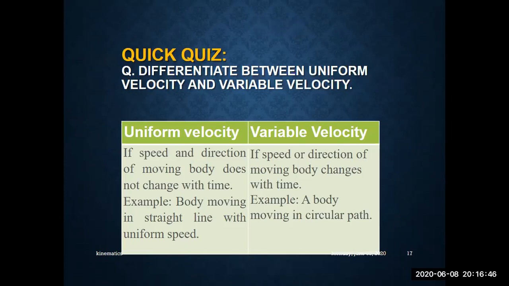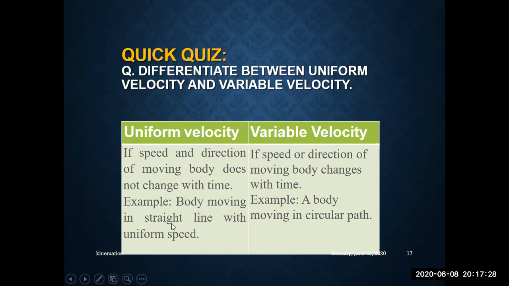So, quick quiz: the difference between uniform velocity and variable velocity. Uniform velocity is when the speed and direction of a moving body do not change with time. A body moving in a straight line has uniform velocity. But if the speed or direction of the moving body changes with time, this is called variable velocity. If the speed and direction of a moving body do not change with time, then it's uniform. If the speed or direction or both of the moving body change with time, then it is variable velocity.